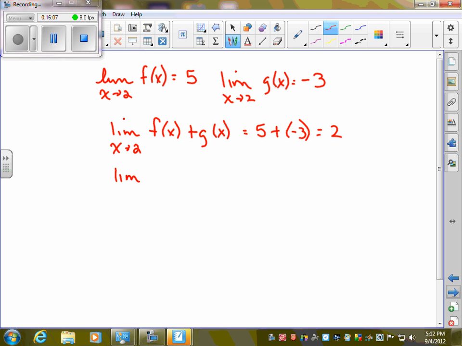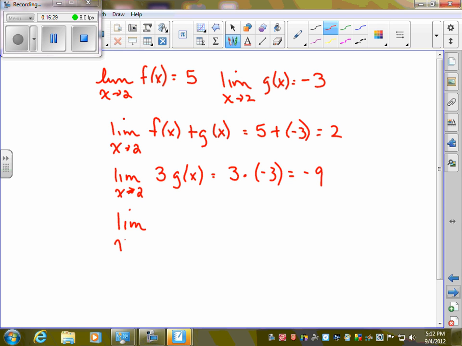What about the limit as x approaches 2 for 3g of x? This is the constant multiple rule, so it's 3 times, what's the limit of g of x? And the limit of g of x was negative 3. So 3 times negative 3, which would be negative 9.